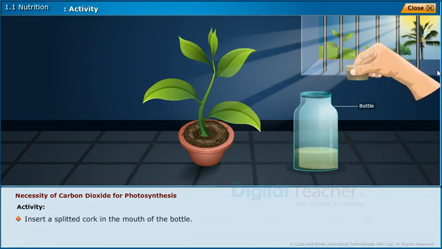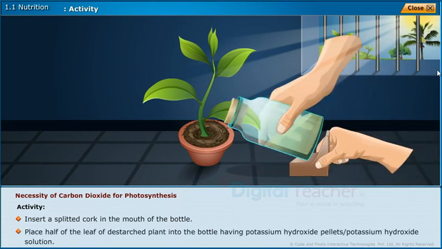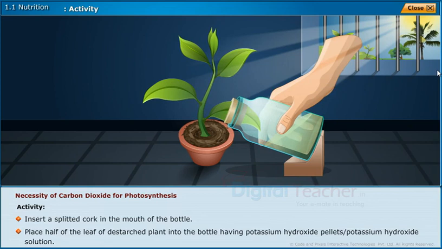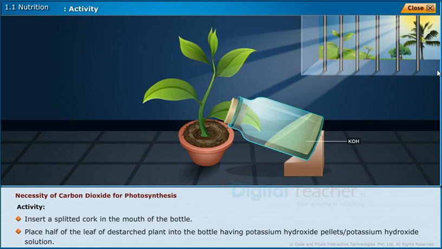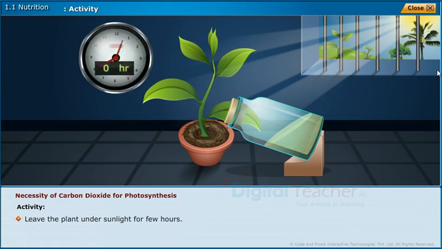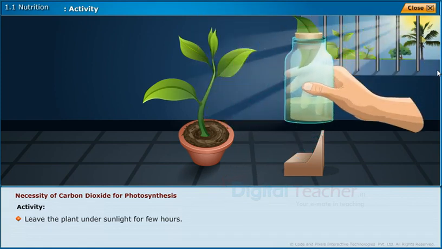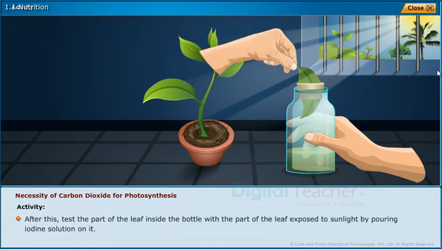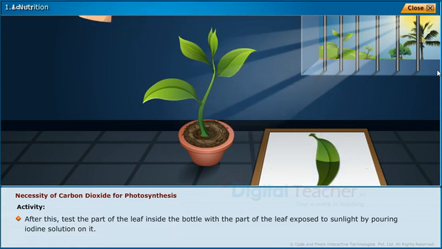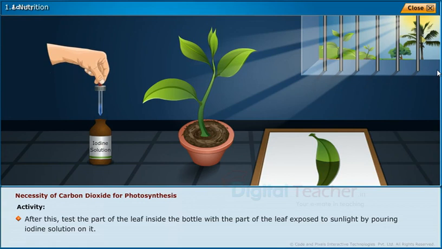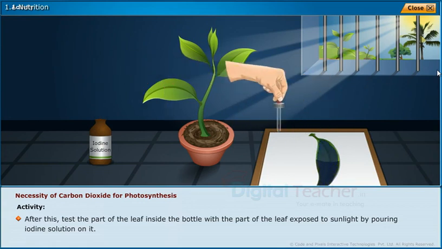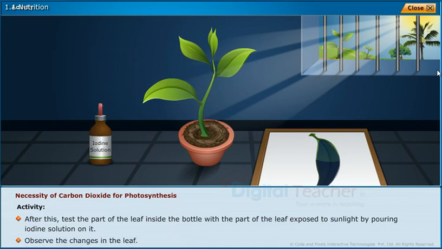Insert a splitted cork in the mouth of the bottle. Place half of the leaf of the destarched plant into the bottle having potassium hydroxide pellets or potassium hydroxide solution. Leave the plant under sunlight for a few hours. After this, test the part of the leaf inside the bottle and the part of the leaf exposed to sunlight by pouring iodine solution on it. Observe the changes in the leaf.